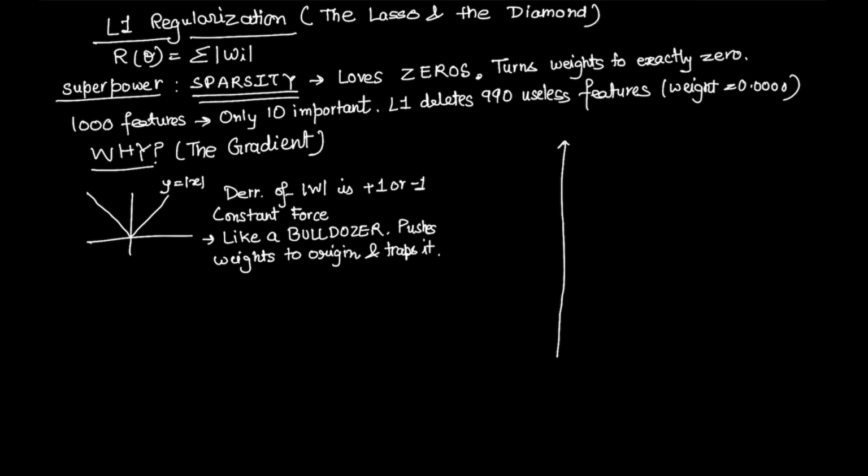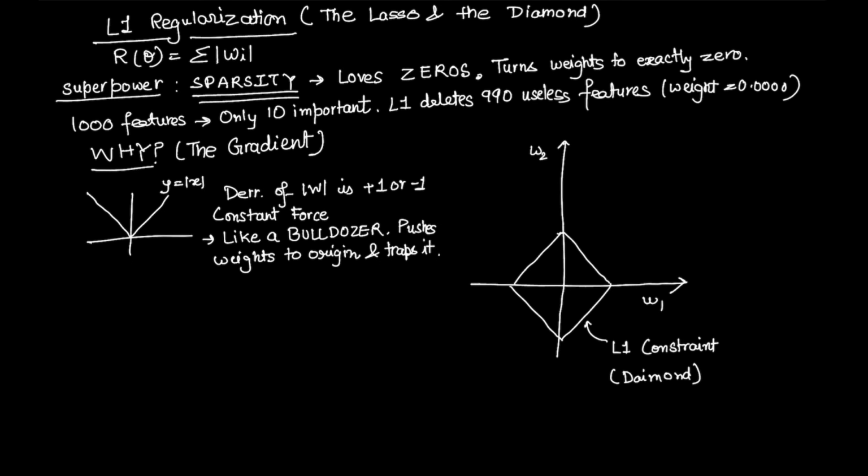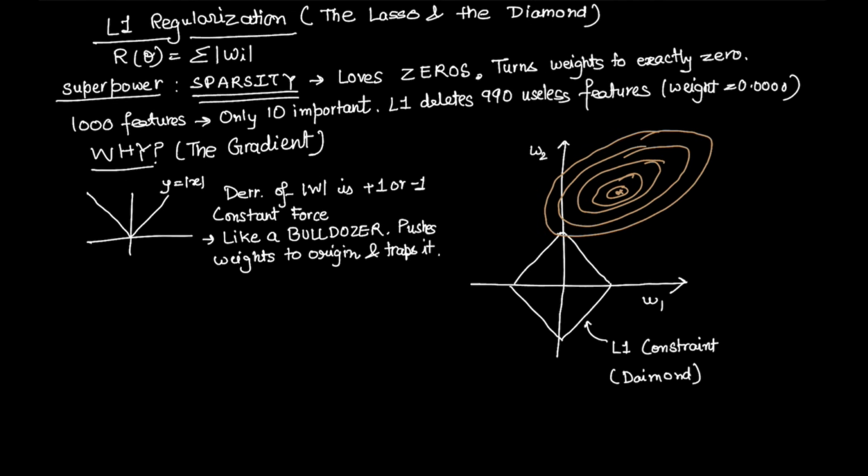Visually, look at this. The geometric shape of L1 is a diamond, or a cross-polytope in higher dimensions. When the loss function, these ellipses, expands to find the minimum, it is statistically highly probable that it will hit the pointy corners of the diamond first. Where are the corners of the diamond? They are on the axis, and on the axis, the value of the other weight is 0.